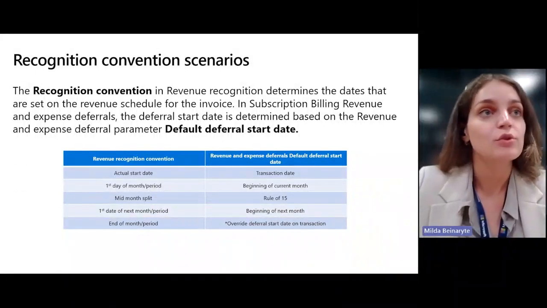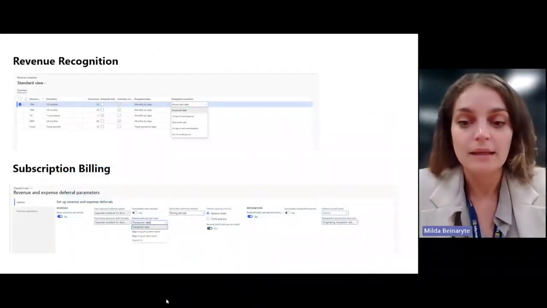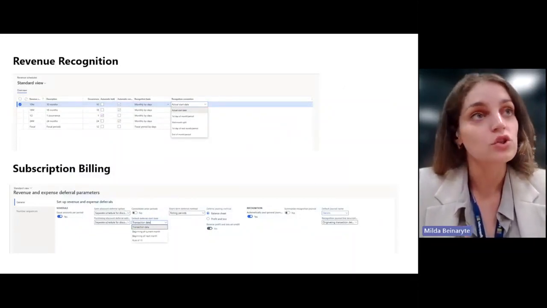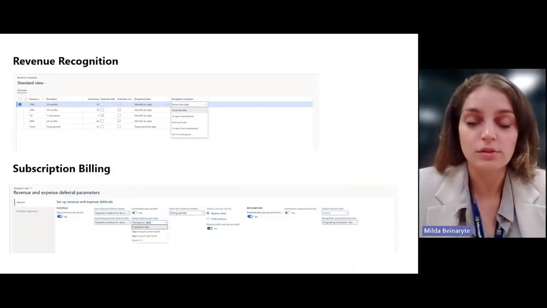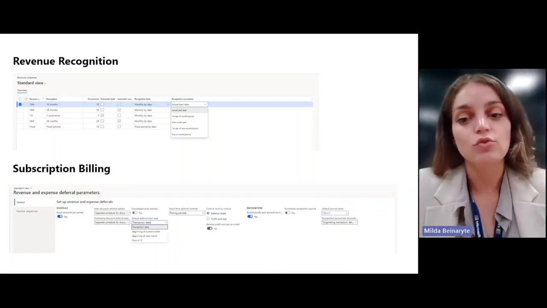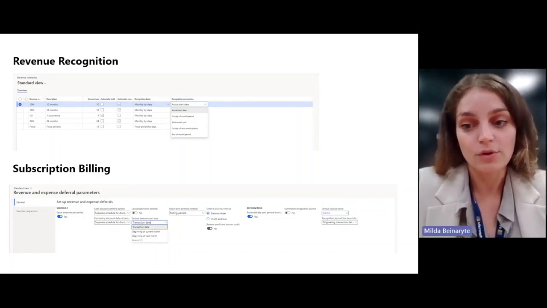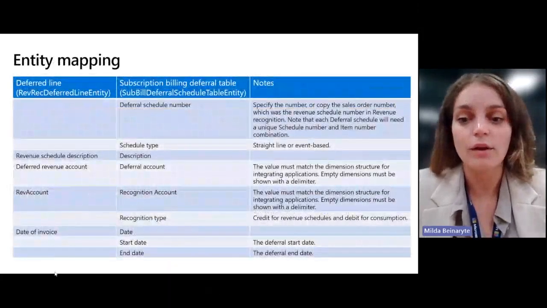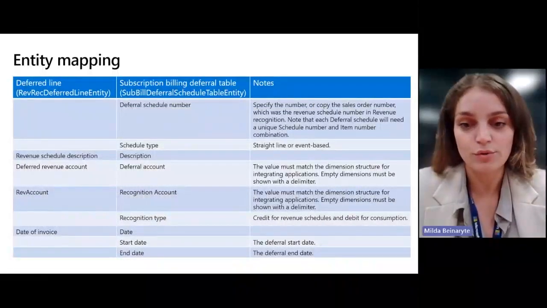This is how these parameters look on the forms. And in revenue schedule, we have a table to define recognition convention, as you see on the screen on the top. And this is controlled in revenue and expense deferral parameter to subscription billing. Now, let's move forward and check how we are mapping entities between these modules.